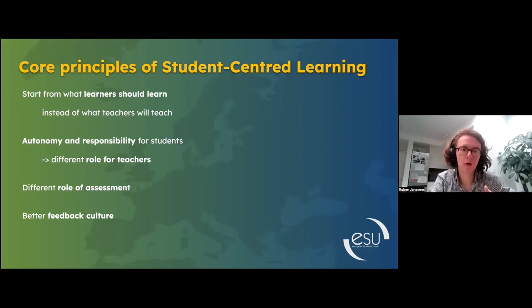The second thing is the autonomy and responsibility that students should have. So I already said that students have to take responsibility for their own learning, but that also means that they need the autonomy to be able to do that. We are in higher education, the students are adults, and that means that they want some autonomy as well. And that means that students should be taking some decisions themselves on the format and the content of the courses.